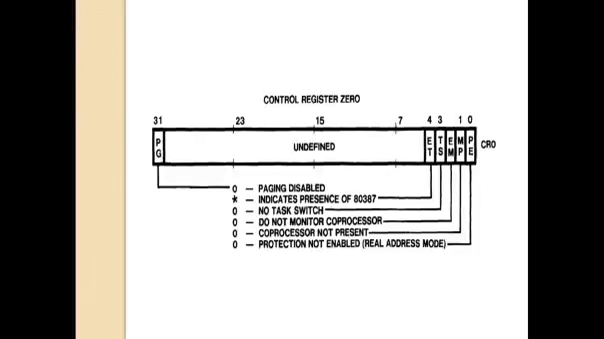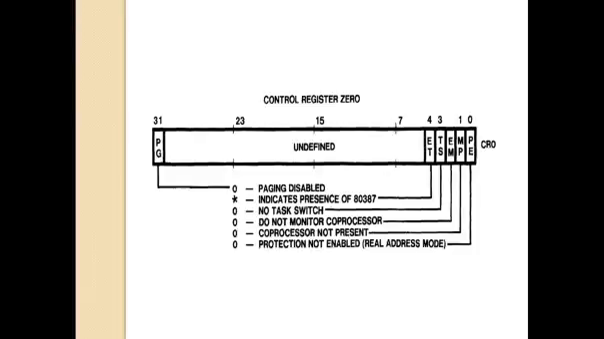The next bit is TS, task switch. The task switch bit, if the value is 0, means there is no task switching. The current instruction is a parent instruction and it has not created any child instruction or child process. So the current instruction or current program is a parent program.